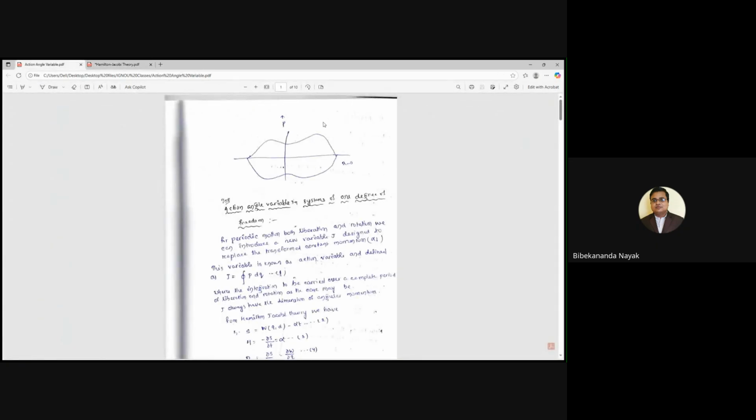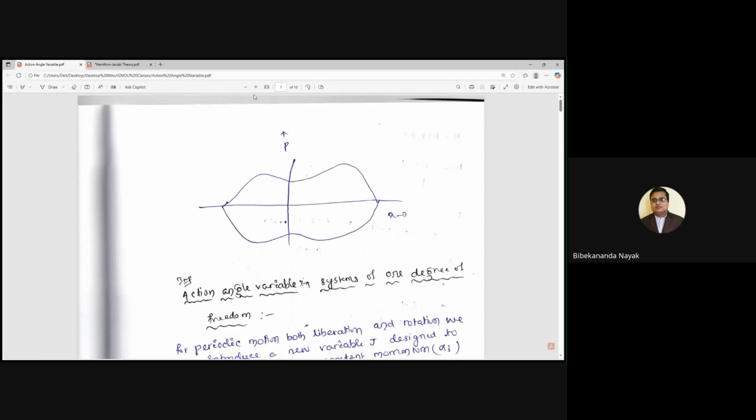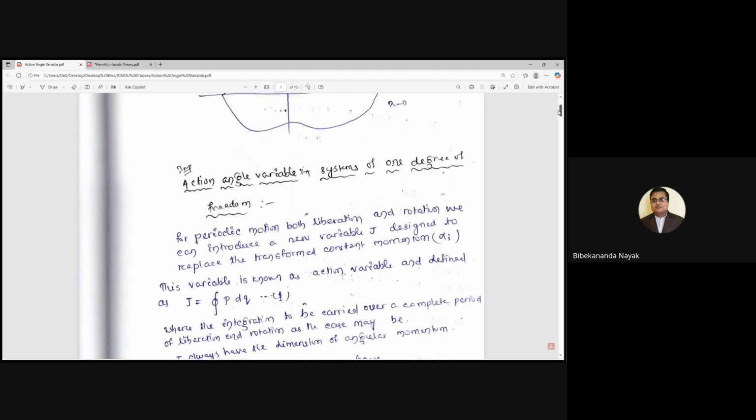Next another important thing is action angle variable. Though these two chapters are very difficult, we can solve some problems using this, which is generally asked in your examination. Another method, action angle variable in systems of 1 degree of freedom.